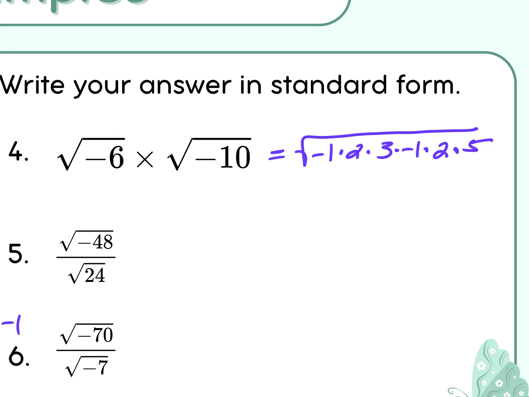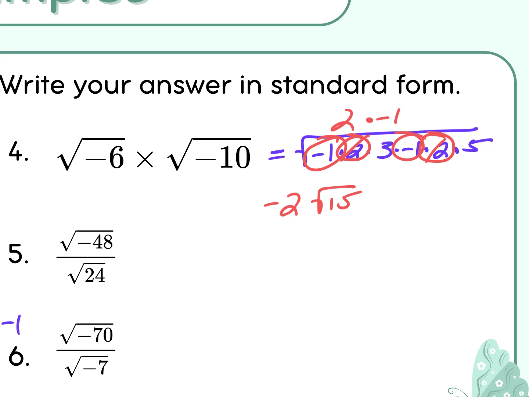All right, what do we have pairs of? 2. Okay, I got a pair of 2s. 2 times 2 is 4. What's the square root of 4? 2. That's where that comes from. And then I have a pair of what? Negative 1s. Because think about it. Square root of negative 1 is i. Square root of negative 1 is i. i times i is i squared. That gives you negative 1. And then what stays on the inside? The 3 and the 5. So you have a negative 2 on the outside. And what's 3 times 5? 15. Negative 2 square root of 15.